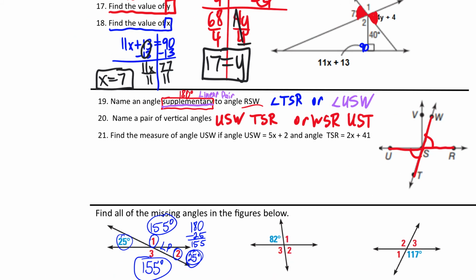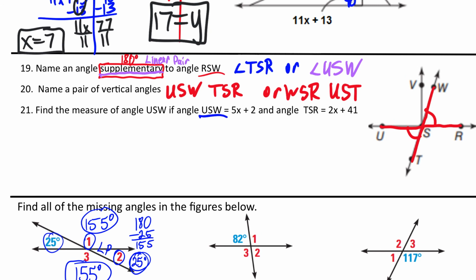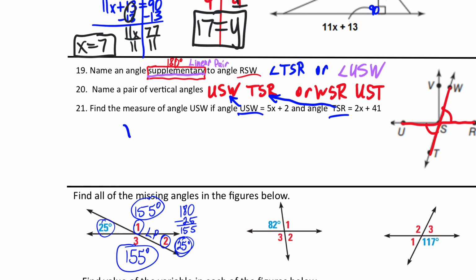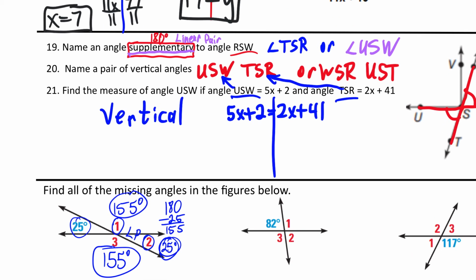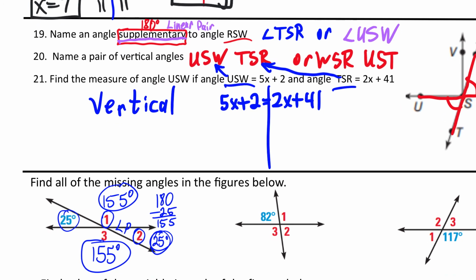Okay, on number 21, it talks about USW and TSR. So what did we just say about USW and TSR? They're vertical angles. So since they're vertical, what do we know about them? They're congruent. So we would set 5x plus 2 equal to 2x plus 41. All right, now I'm going to jump a few steps here. There's not a lot of space, but I would subtract 2x. That would leave 3x. And then I subtract 2, and that would leave 39. Divided by 3, and x equals 13.